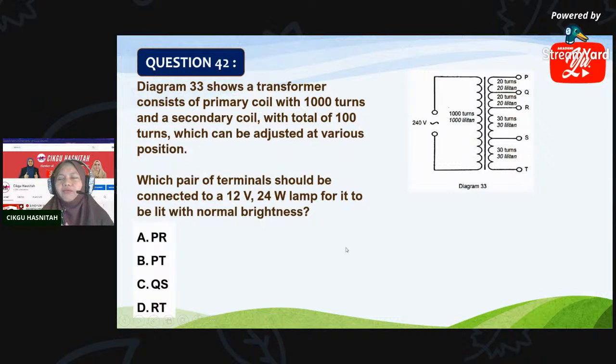It is a 12 volt 24 watt lamp. So how do we determine which pair is suitable for you to fix the lamp at, so it will light with normal brightness? Normal brightness means it will light at 24 watt. So we apply this formula for transformer.